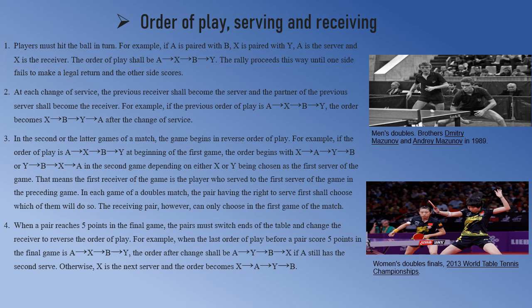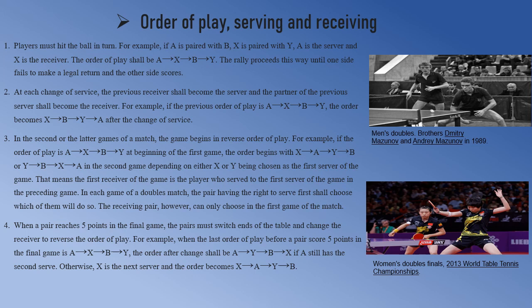In the second game or later, the game begins in reverse order of play. For example, if the order of play is A, X, B and Y at the beginning of the first game, the order begins with X, A, Y, B or Y, B, X, A in the second game, depending on either X or Y being chosen as the first server of the game.